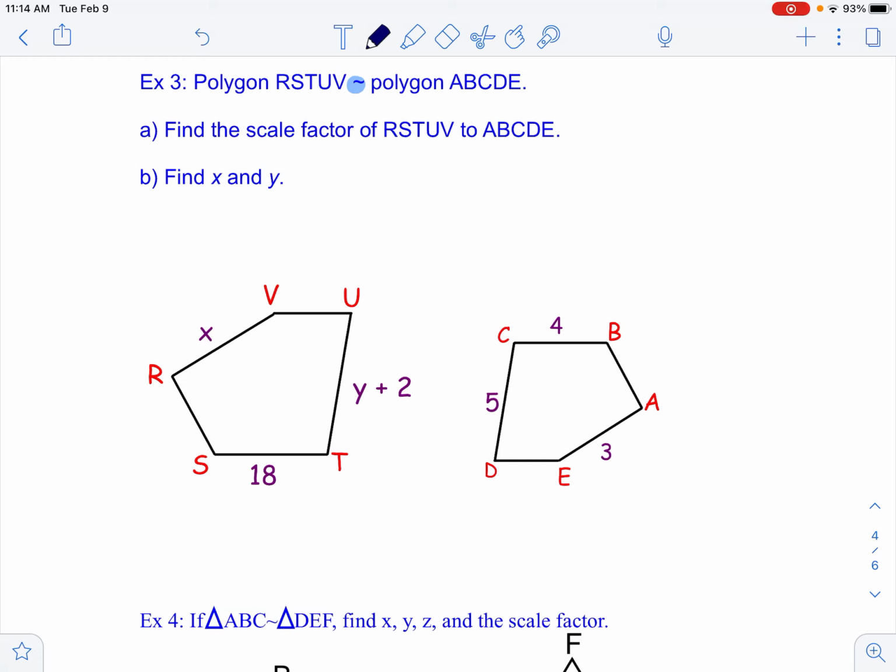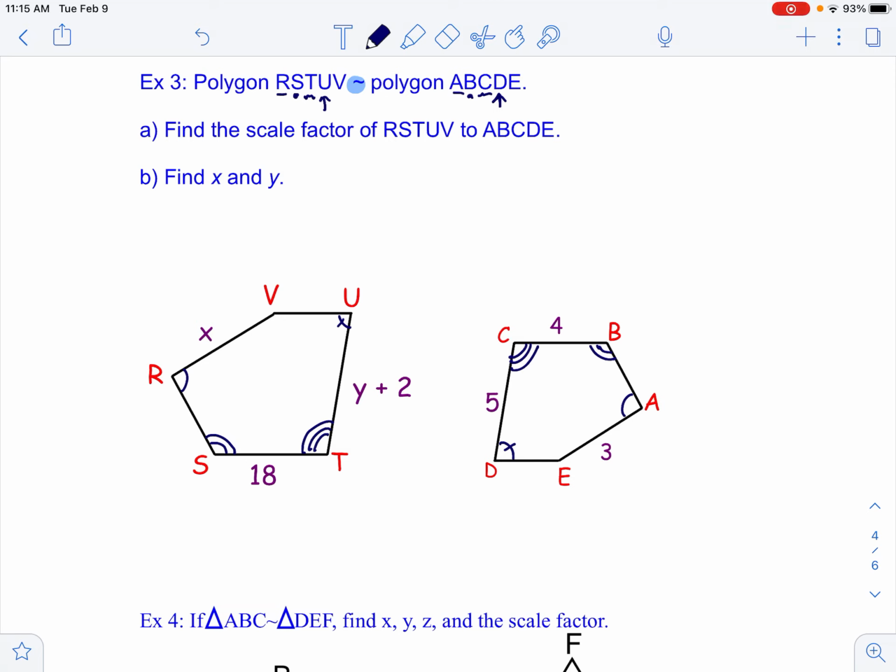So first off, what you want to do is you want to match up your congruent corresponding angles. I know R is congruent to A. So I'm going to do R is congruent to A. Next, I know S is congruent to B. So I'm going to mark S congruent to B. Next, I know T is congruent to C. So I'm going to mark T congruent to C. Next, I know that U is congruent to D. So U, I'm going to go like this for U and this for D.